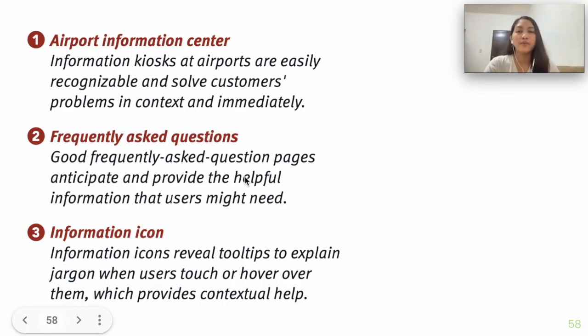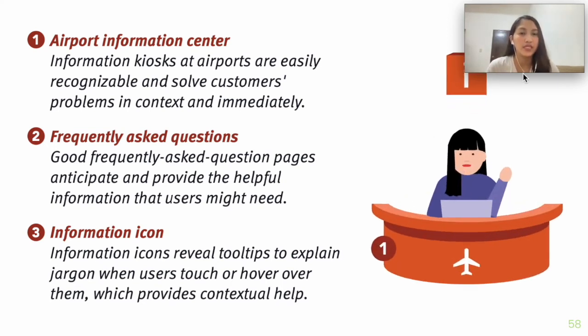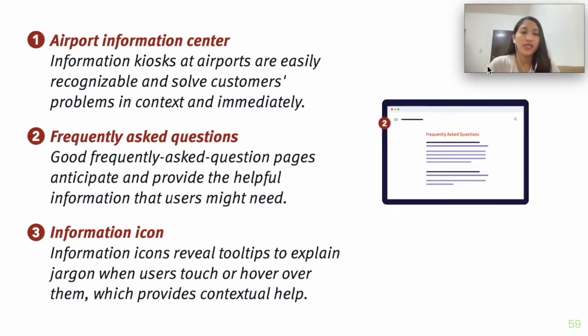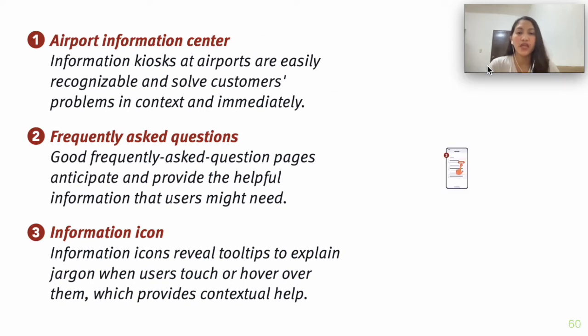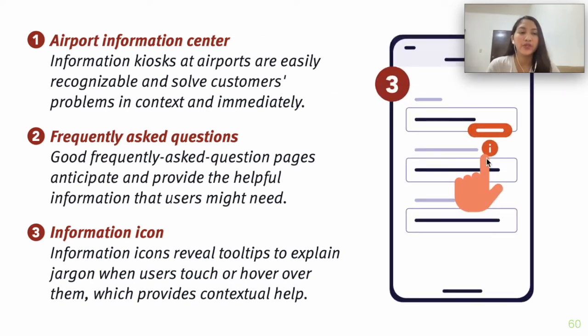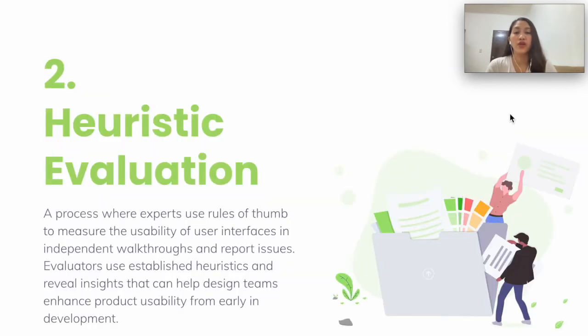So the real-world examples are the following: Airport Information Center. So it's easily recognizable to solve customers' problems in context and immediately. The frequently asked questions page, and the information icon where you can tap it in order for you to know what's going on, more details about that specific thing that you want your users to know, or the information that is being shown to them.